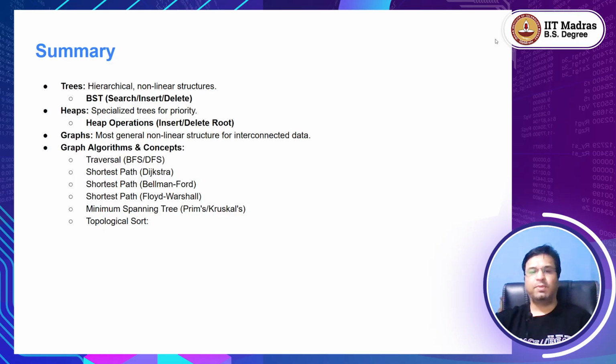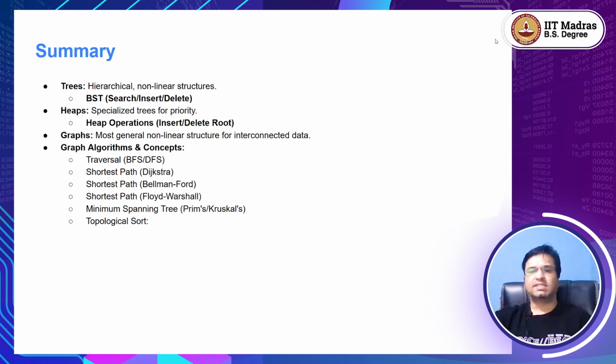Traversal algorithms like BFS and DFS, exploring graph vertices and edges. Various shortest path algorithms like Dijkstra for single source and non-negative weights, Bellman-Ford for single source but capable of handling negative weights, and Floyd-Warshall for finding the shortest path between all pairs of nodes. Minimum spanning tree algorithms like Prim's and Kruskal's, which connect all vertices with the least total edge weights. And topological sort for ordering tasks in a directed acyclic graph based on their dependencies.